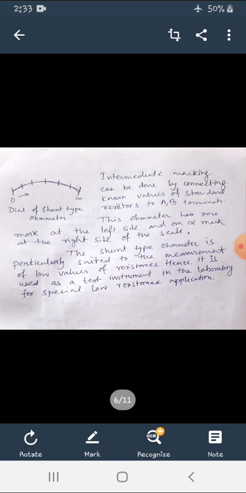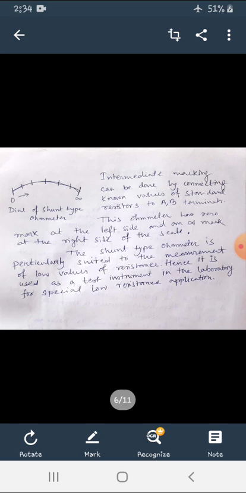The shunt type ohm meter is particularly suited to the measurement of low value of resistance, right? So when we are measuring low value resistance, we choose shunt type ohm meter. Hence it is used as a test instrument in the laboratory for special low resistance applications. So from here we can also understand the application of the shunt type ohm meter, that is it should be used in case of low resistance measurement. In the opposite case, in series type ohm meter, high resistance will be measured.